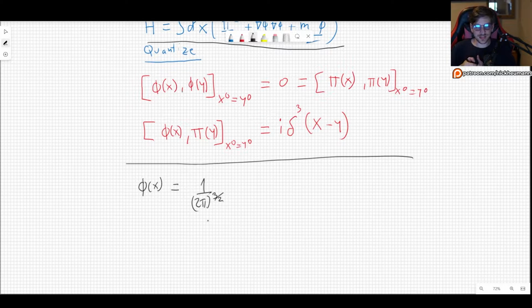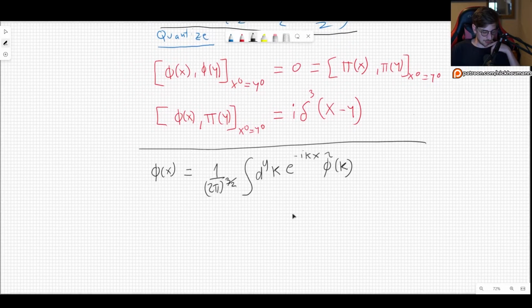But again, it really doesn't make a difference. There are a lot of different normalizations, so if you see a difference, it's because of that. But as long as you also know what the commutation relations are, then you are good to go. Okay, so now we're going to be integrating over all of space. So d4k, and now e to the minus ikx, and phi tilde of k. All right, so that's going to be the solution that we are going to be working with.